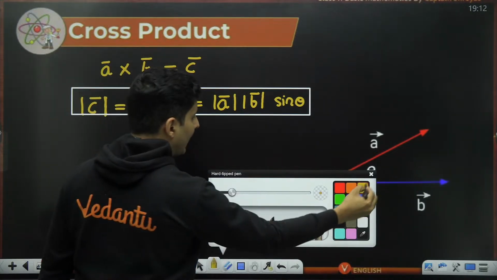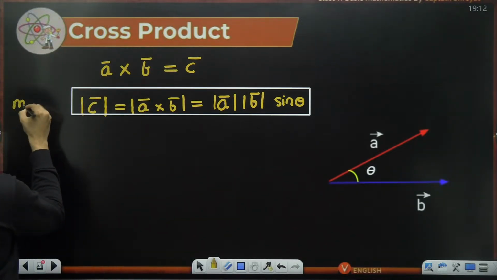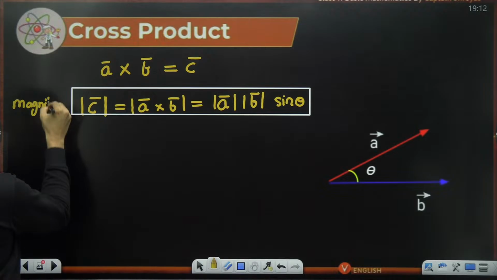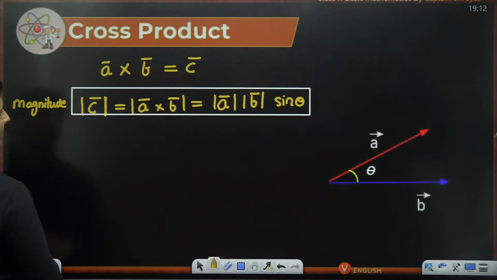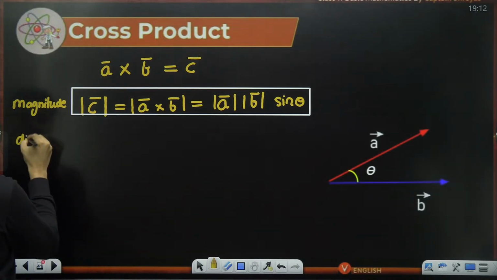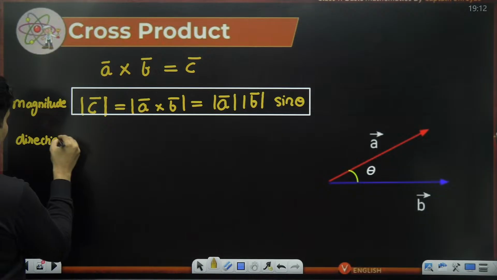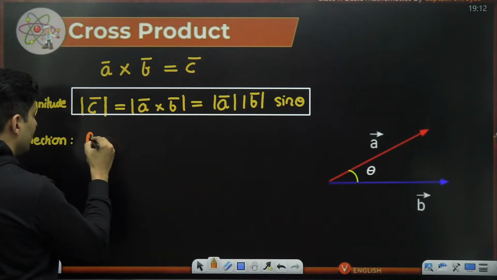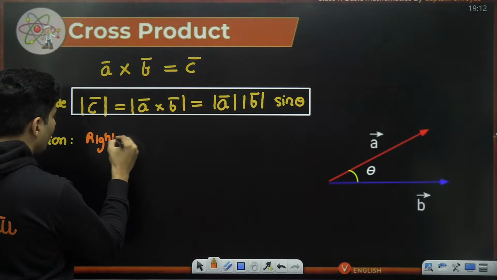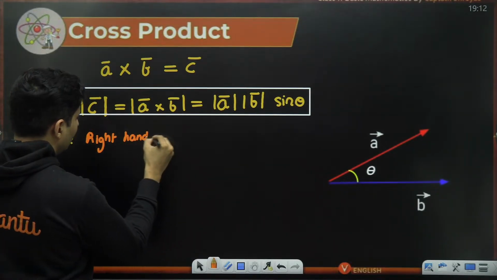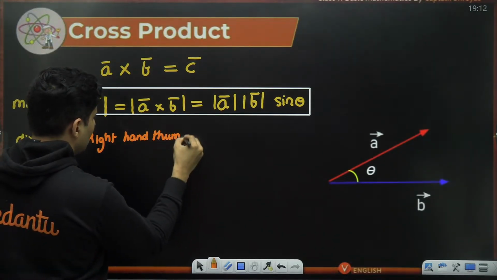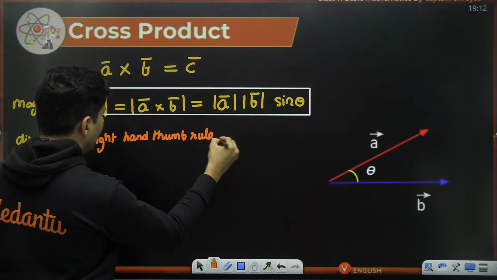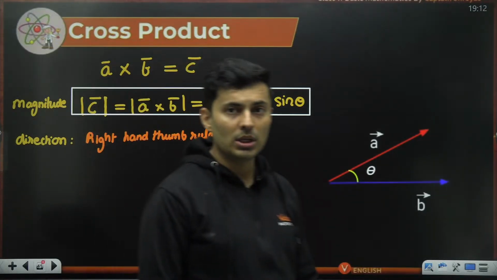The next thing is the direction. So this was magnitude. But what about the direction? Now, this direction is a very special thing. It is given by something called the right hand thumb rule. Right hand thumb rule.